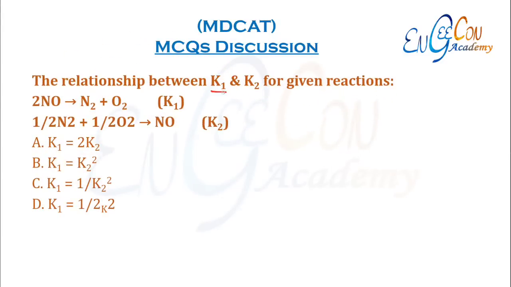The relationship between K1 and K2 for the given reactions is. Now here N2 and O2 are given as products and here they are given as reactants. So it means that K1 and K2 are inverse of each other. Now here 2 moles of NO are given and here 1 mole of NO is given. So it means that K1 is square of K2 because whenever we will write NO, we will write square here and here we will write simply NO. So K1 is equal to 1 by K2 square. So C is the correct option.